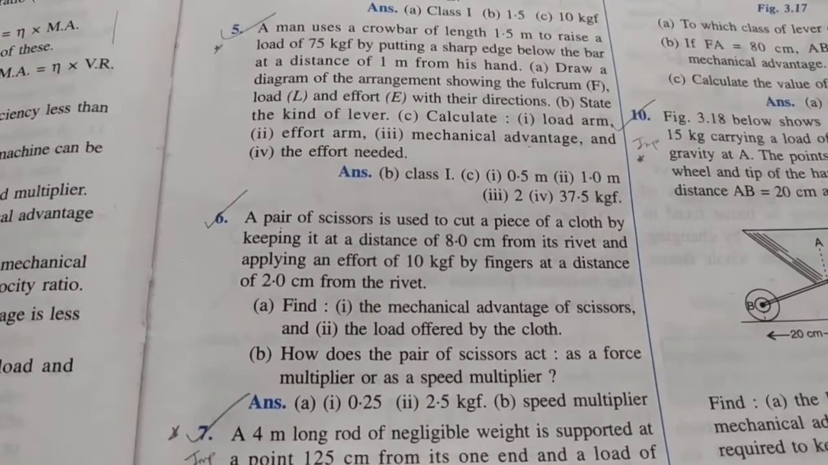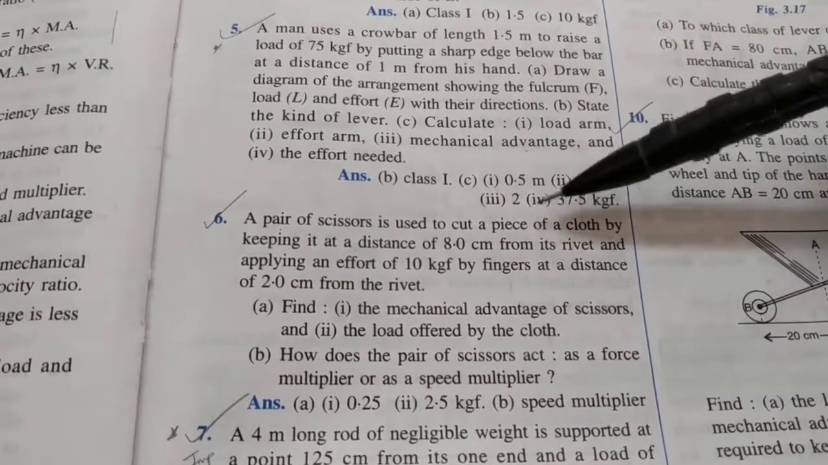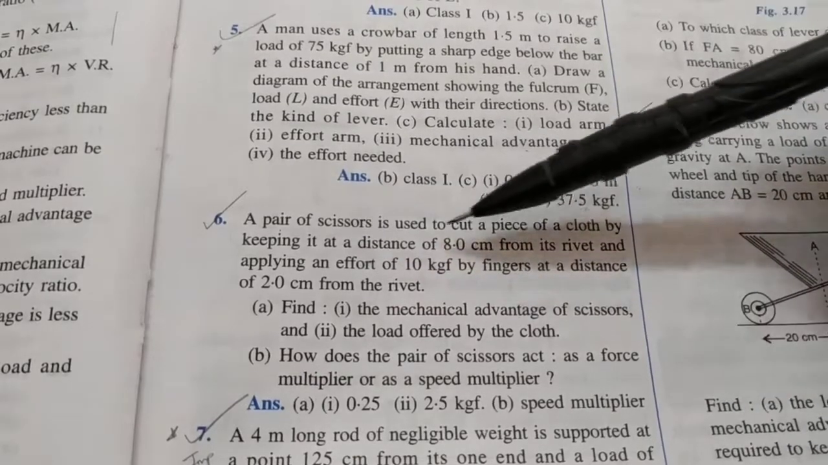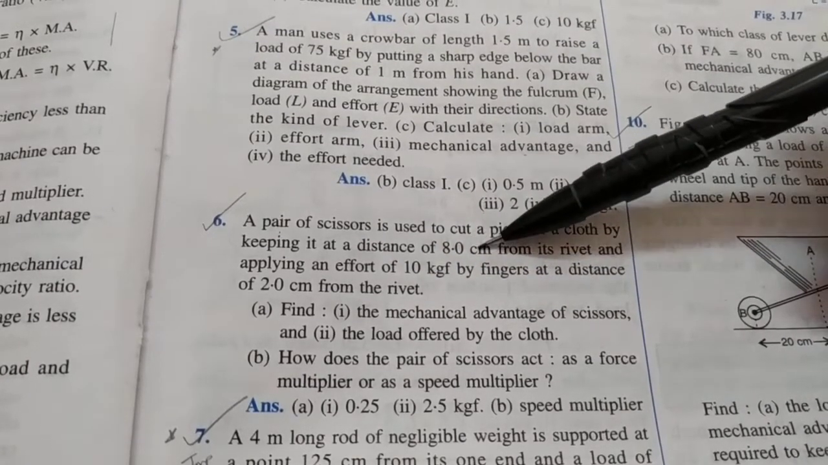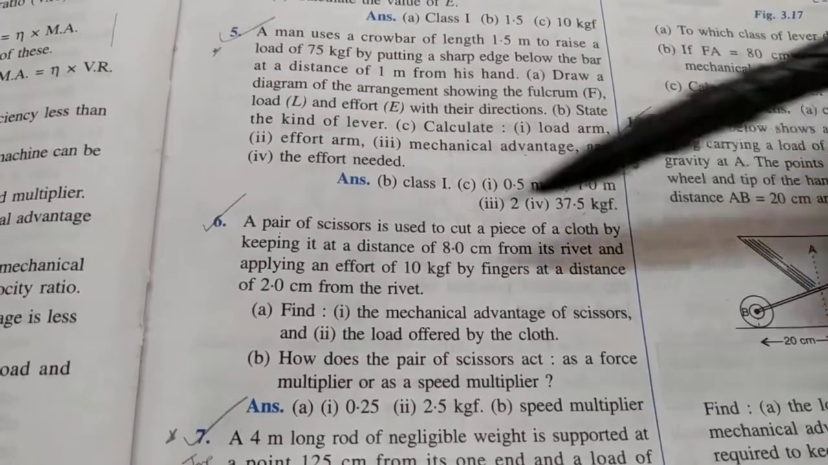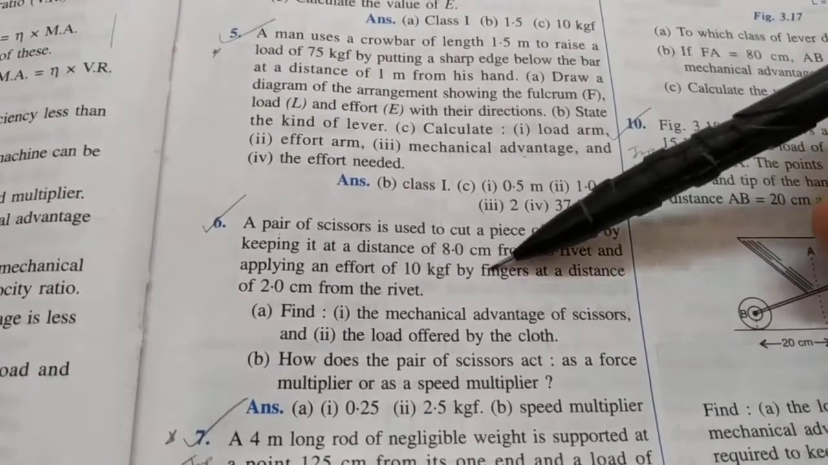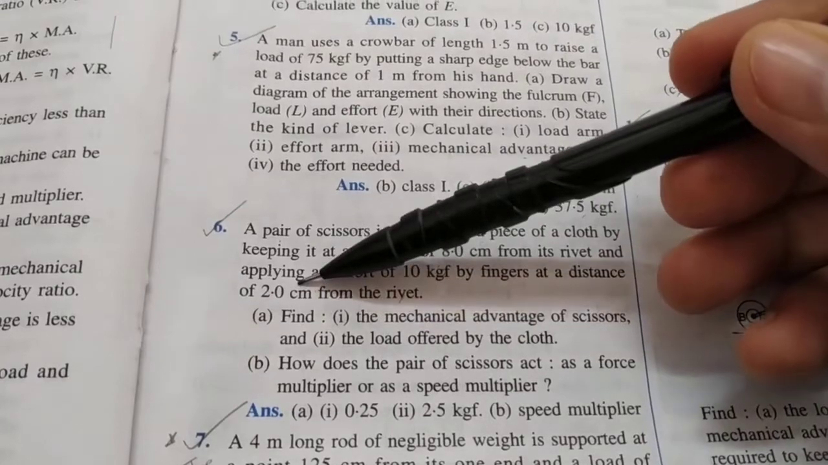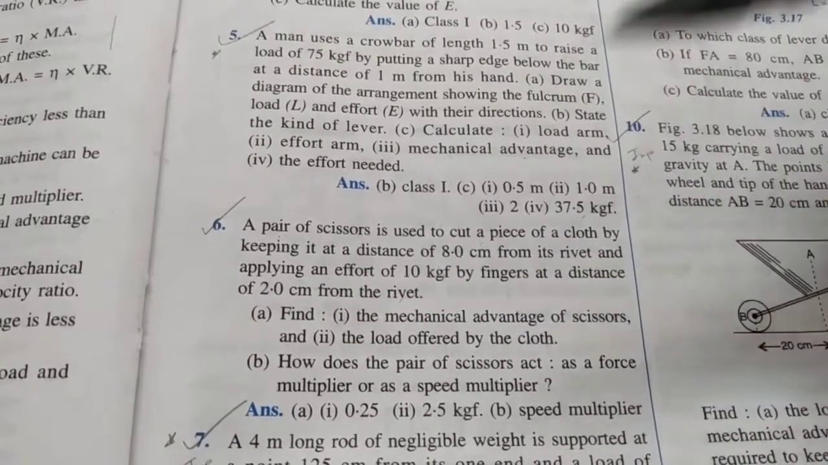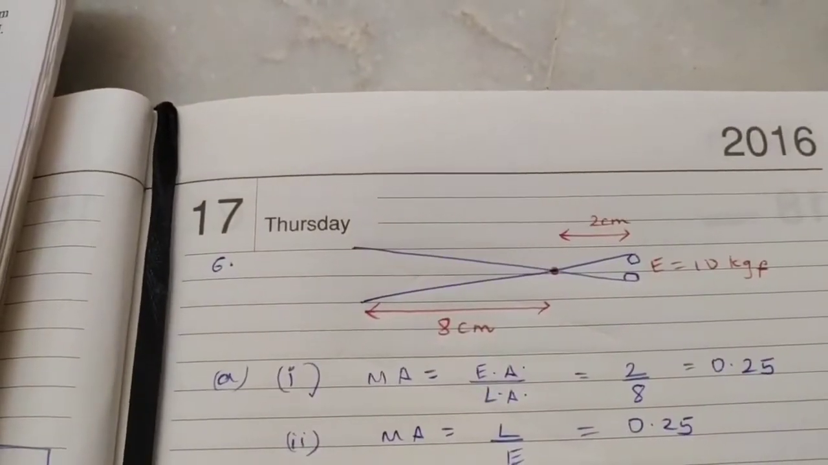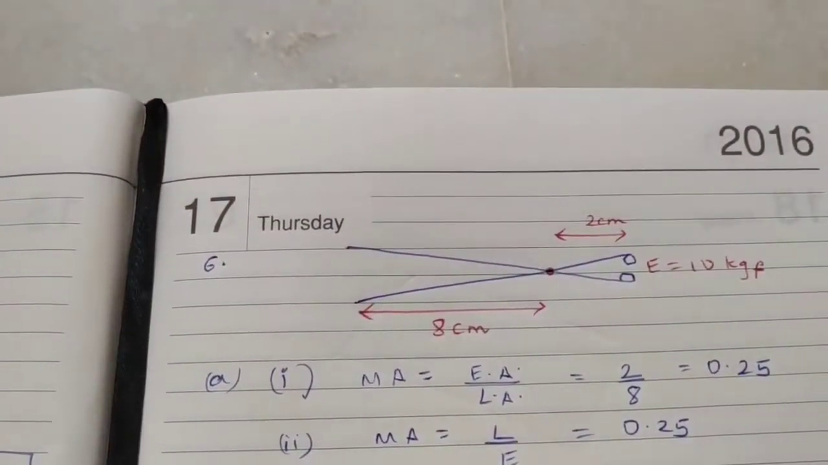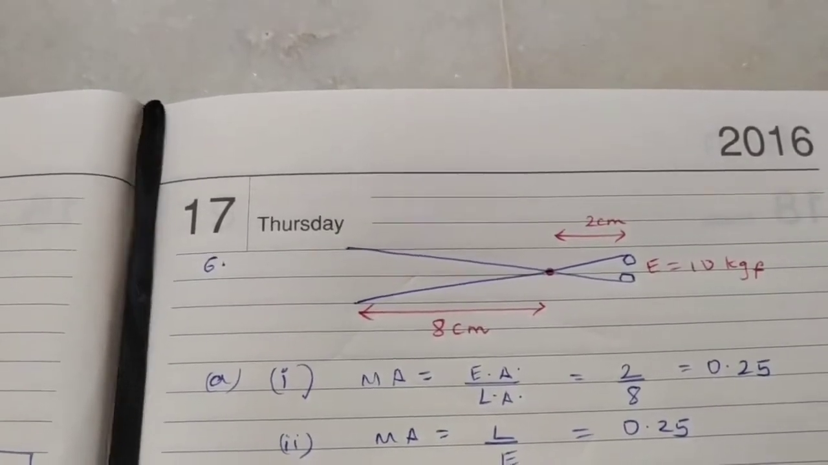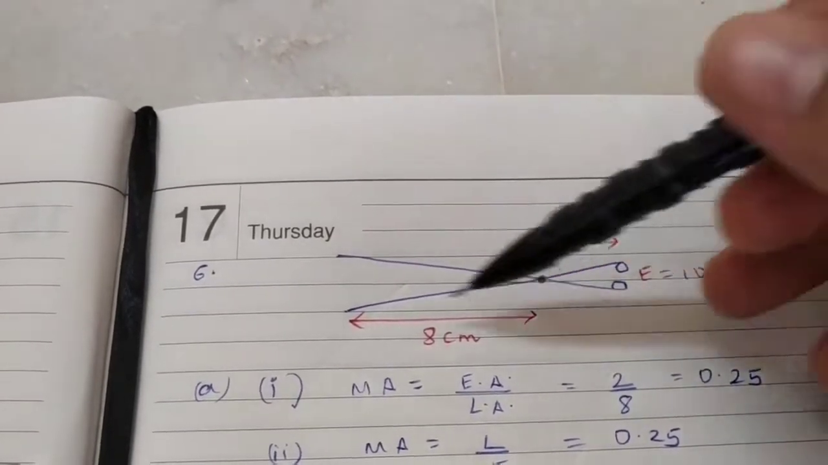Now in question 6, a pair of scissors is used to cut a piece of cloth by keeping it at a distance of 8 centimeters from its rivet. Rivet is the fulcrum. So this is the load arm. And by applying the effort of 10 kgf by fingers at a distance of 2 centimeters from the rivet, so this is the effort arm. Though the diagram need not be drawn, if you draw it, it becomes easy for us to visualize the machine and solve efficiently. All the data have been written.